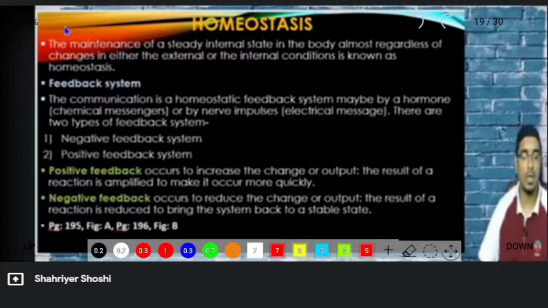Tell me one thing. What is the normal human body temperature? 37. 37 what? Celsius. Right. So, what is the normal blood pH? Not sure. About 5.5 to 6.5, a bit acidic.